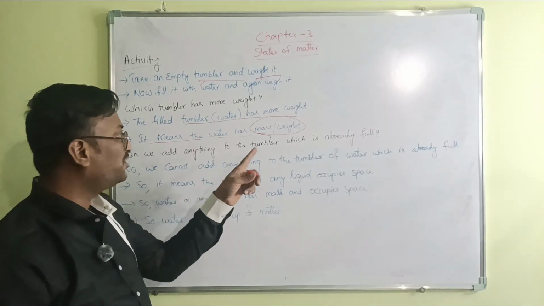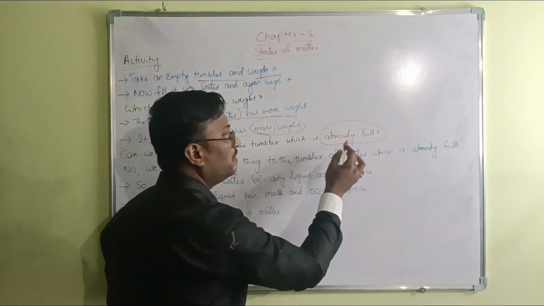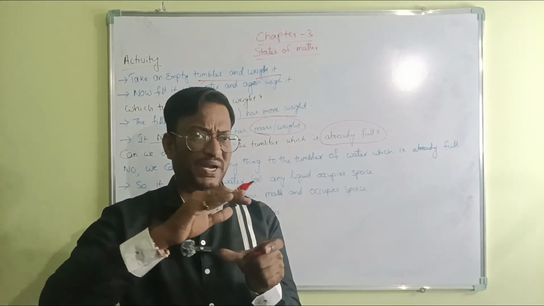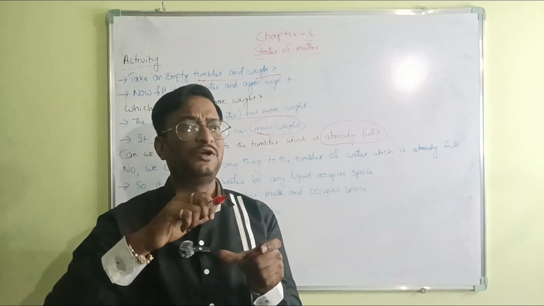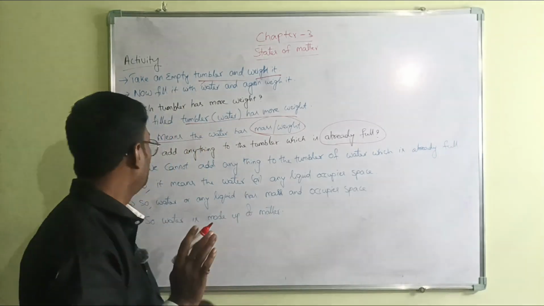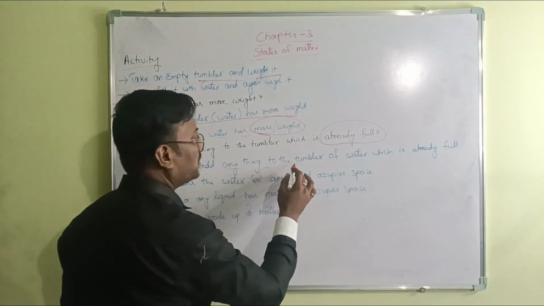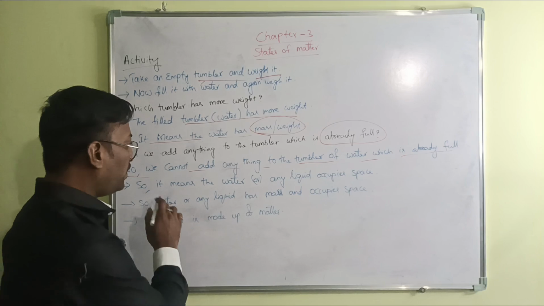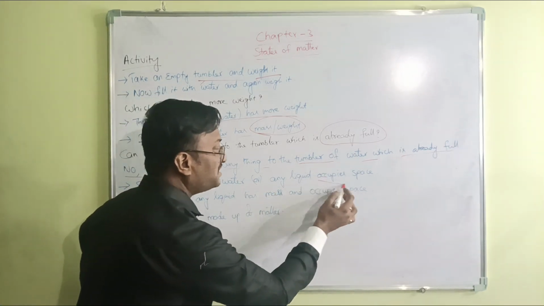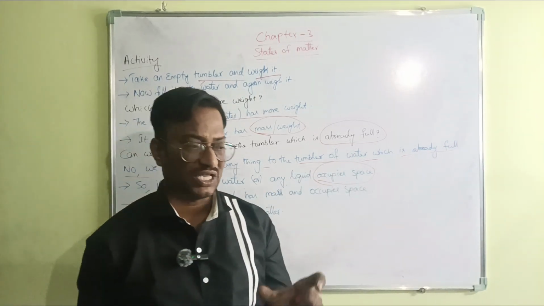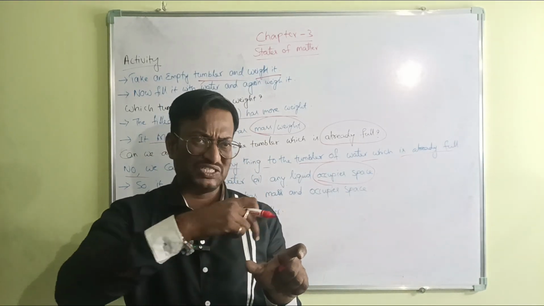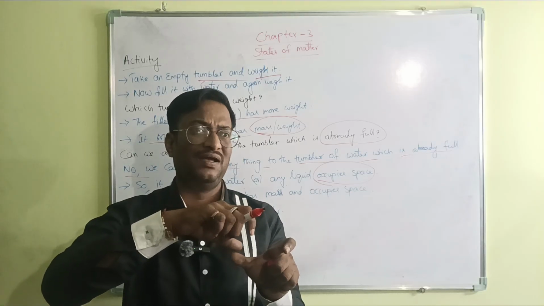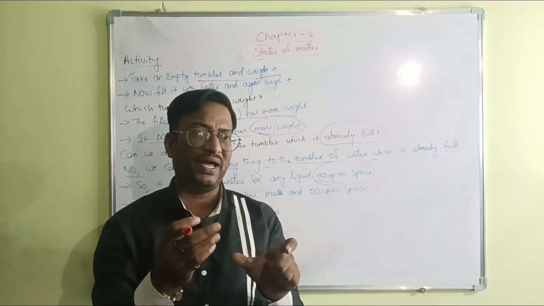Can we add anything to the tumbler which is already full? I have shown you the glass full of water. If it is completely full, can we add anything more into that water? No, it is not possible. We cannot add anything to the tumbler of water which is already full. So it means the water or any liquid occupies space. At first the glass was empty. There was much space in the glass. Once I filled it with water completely, the empty space was occupied by water.